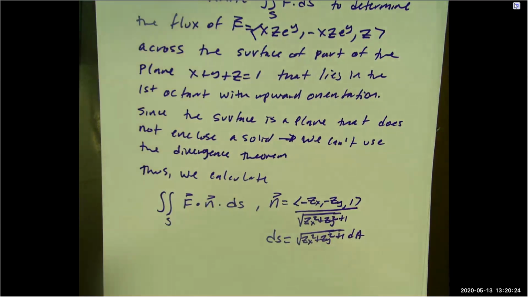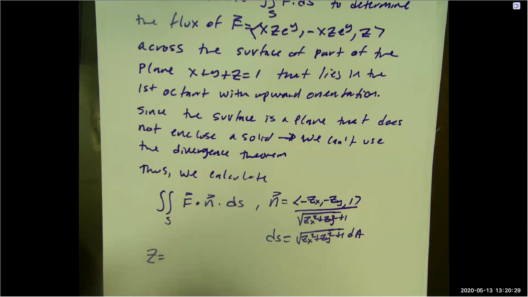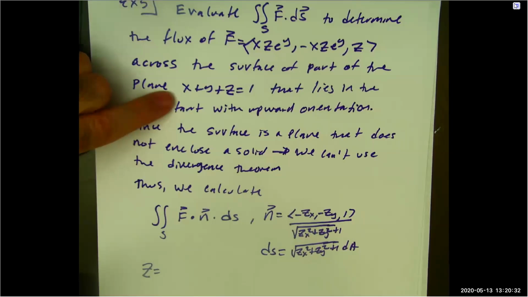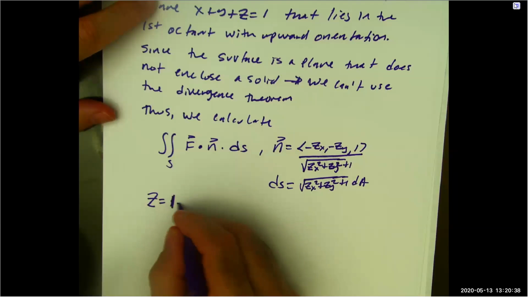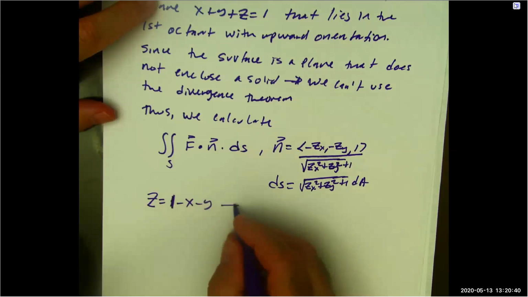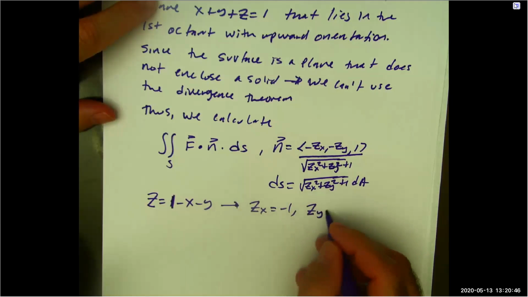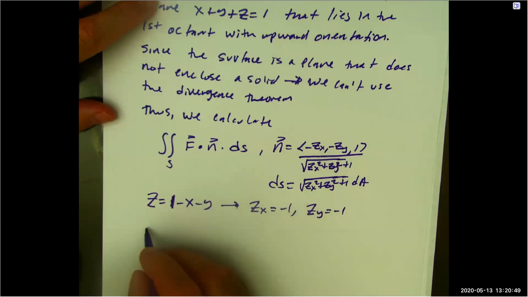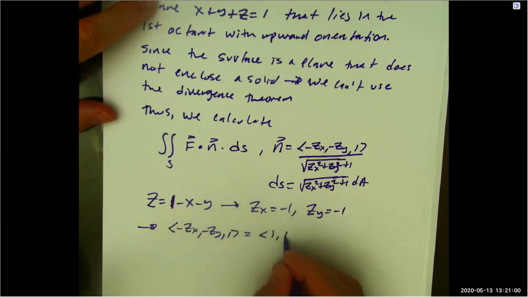All right, so in this case, if we look at our plane and solve it for Z, we're going to have Z is equal to 1 minus X minus Y. And that means that the Zx would be minus 1 and the Zy would be minus 1. And so we're going to have the minus Zx and minus Zy, 1 is going to be equal to 1, 1, 1. And this is nice, it points up.